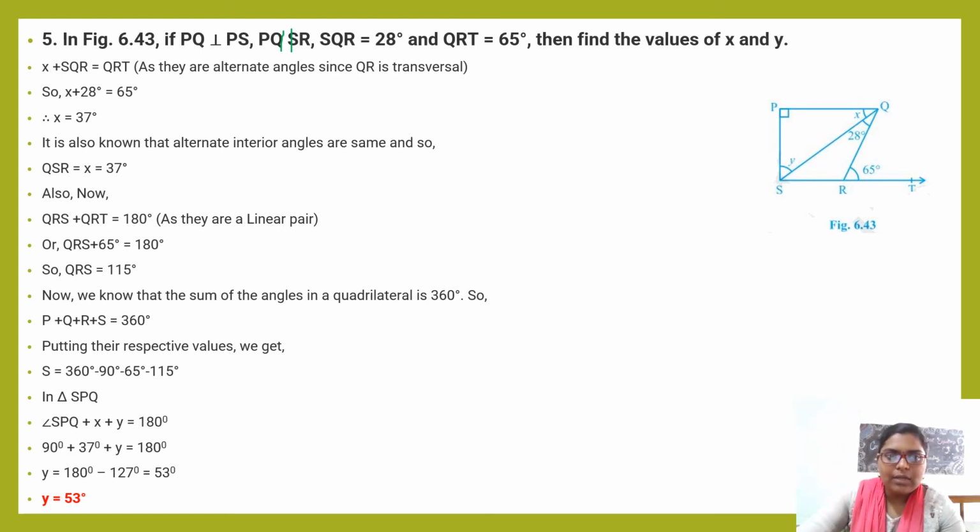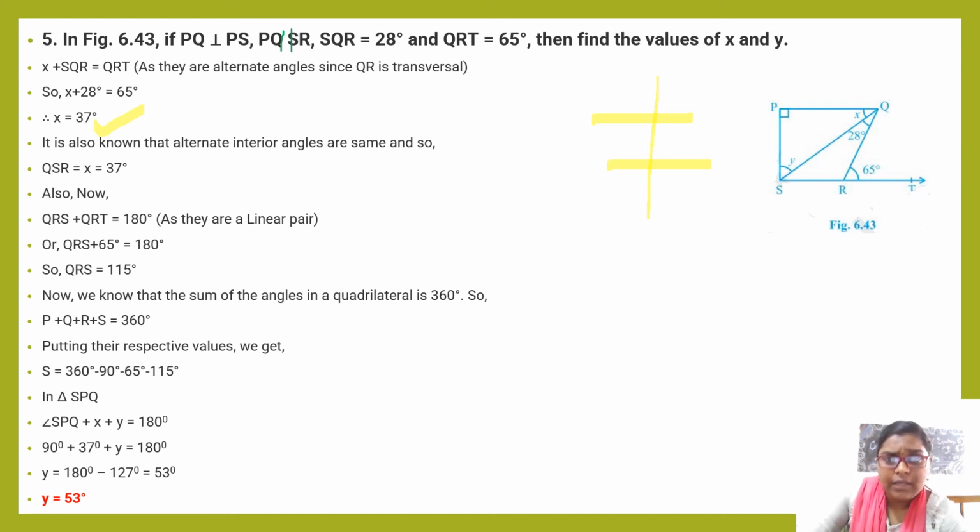Okay, so now listen here. x plus SQR is equal to QRT. Why? Both are alternate angles. Alternate angles, because PQ and SR are both parallel lines. So here it is a transversal, so both are alternate angles. So x plus 28 degrees is equal to 65. So we need to find the value of x. 65 minus 28 will give you 37 degrees.